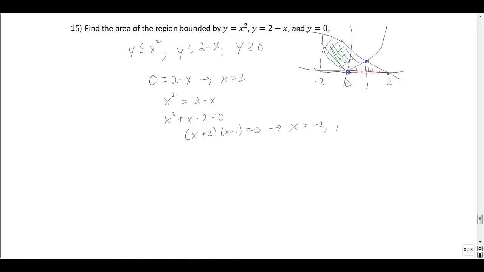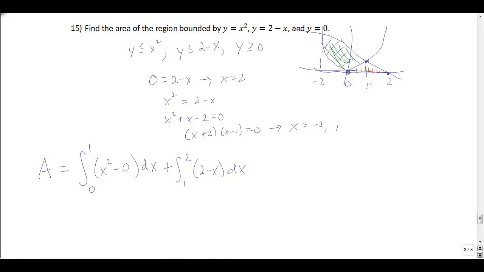Okay, so now when we do our area, we're actually going to get two different integrals, two different definite integrals. When x goes from 0 to 1, our top function is x squared. The bottom function is 0, so I don't really need the minus 0 there, but I'll write it. When x goes from 1 to 2, the top function is 2 minus x, and you could do a minus 0 as well.